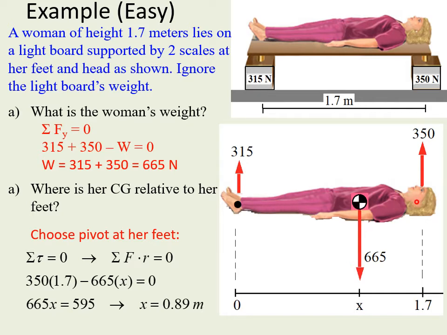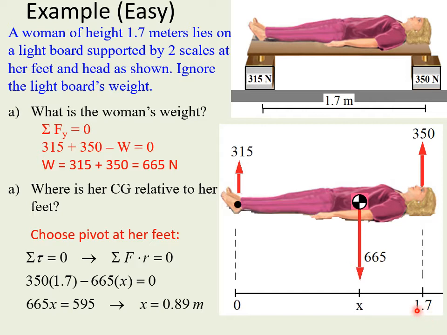Now, of course, she's not rotating, but what we have to do is make sure that all the torques add up to 0, and we're taking the torques with reference to this point right here. Down here we can make a little coordinate axis. This is our origin at the pivot, 0. This is her CG. Remember, all of her weight, which is 665 newtons, acts downward at her CG. We don't know where this is. Let's just call it x, and we're going to solve for x. We do know that up here, there's a 350 newton force pointing upward. That's the scale right here, and it is at 1.7 meters, which is her height.